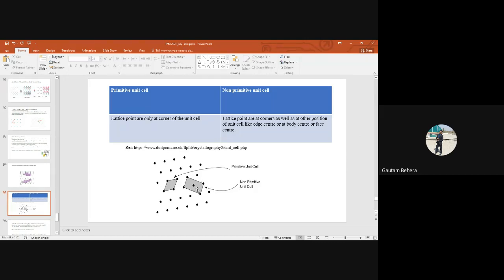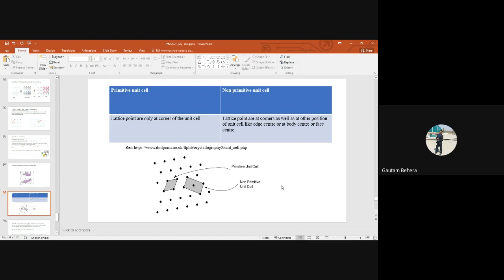So what is the difference between them? The difference is, in a primitive unit cell, you can see the lattice points are only at the corners of the unit cell, right? But in non-primitive unit cell, the lattice points are at the corners as well as at the body center, or they may also be present at the edge center or at the face center. So primitive unit cell, some people call it simple unit cell also sometimes, but basically it is called primitive. That means always the lattice points will be at the corners of the unit cell.